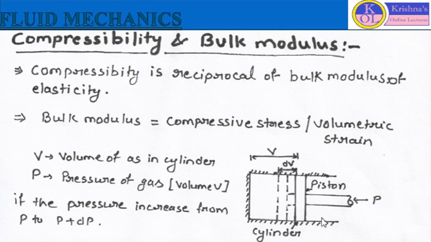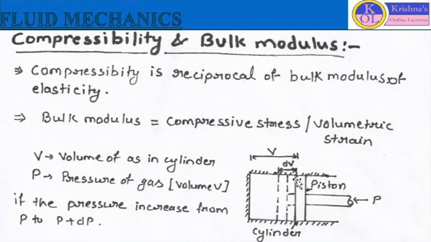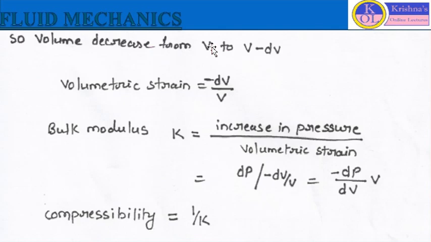Now, if we increase the pressure applied by the piston, originally the pressure is P. If we increase the pressure by dP, the increased pressure on the gas is P plus dP, and the piston compresses the gas inside the cylinder. Because of that, the volume of the gas will decrease. Original volume is V, and if the decrease in volume because of the compression is dV, the changed volume will be V minus dV. This term represents the decrease in volume.